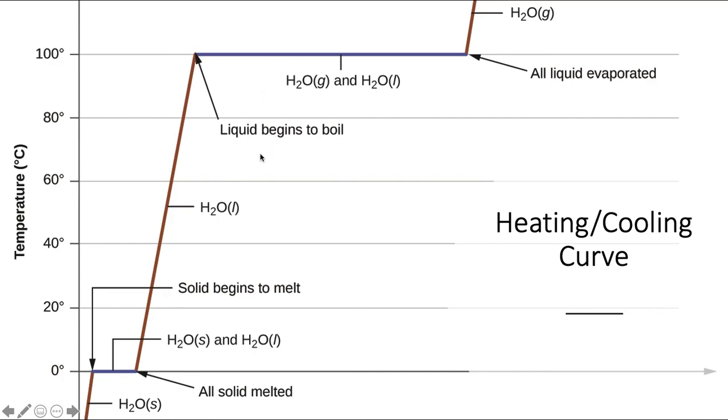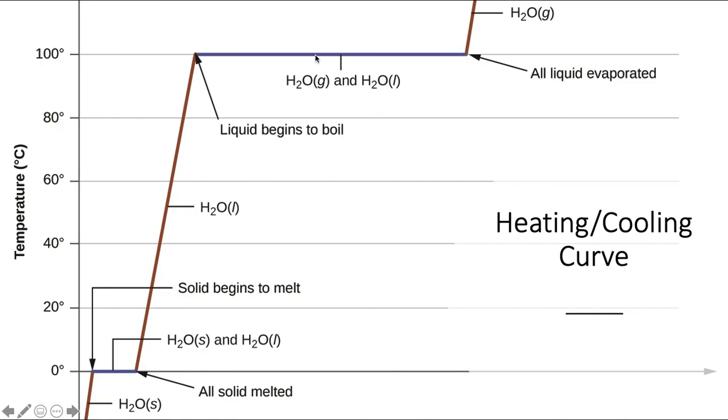The extra energy that's being added is used to take those liquid molecules and pull them apart into the gaseous phase. So I'm evaporating the liquid. And somewhere in between this line, between these two ends, I have a mixture of a gas and a liquid water. Once I get to the end of that straight line, all of my liquid has evaporated. So I have gas, water vapor at 100 degrees Celsius.